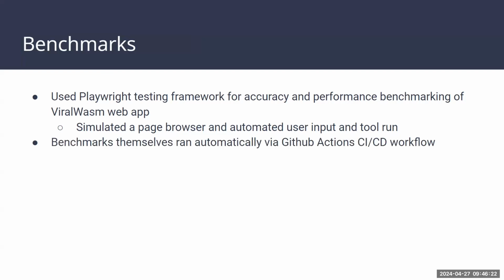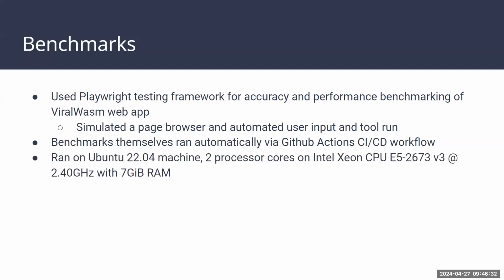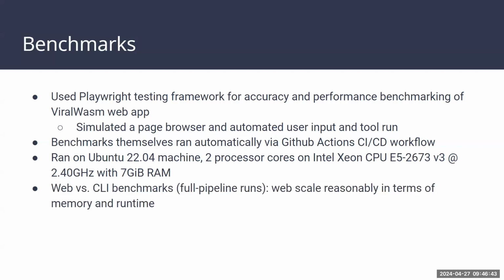And so these benchmarks ran automatically on every push that we committed to the code base via GitHub Actions, using their workflows. These ran on GitHub's servers, on an Ubuntu 22 machine with 2 processor cores and 7 gigabytes of RAM.